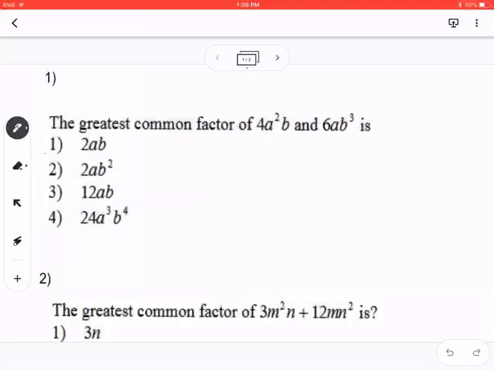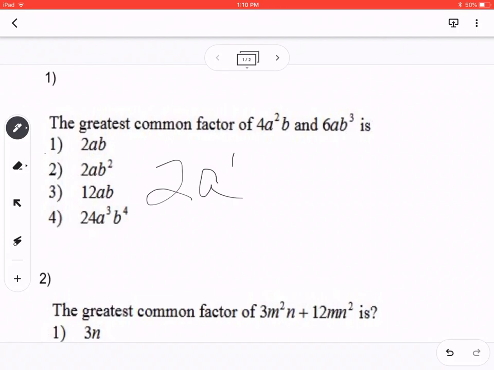First of all, look at 4 and 6, the coefficients. The greatest common factor of those coefficients would be 2. Then we're going to look at the variable a. In our first term, we have a squared. In our second term, we have a to the first power, meaning that each of those terms can be divided by a to the first power.